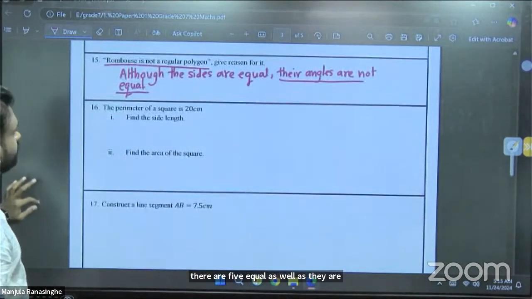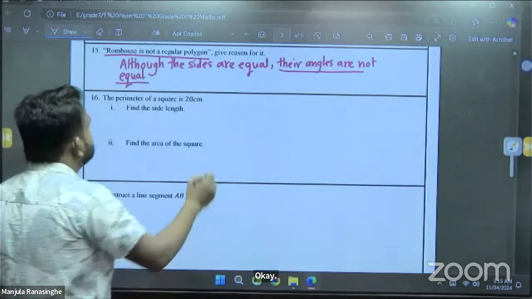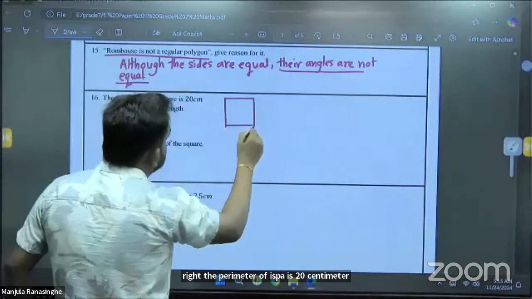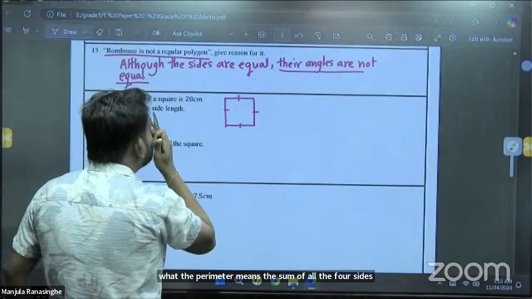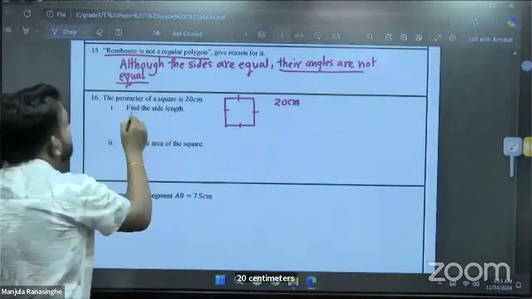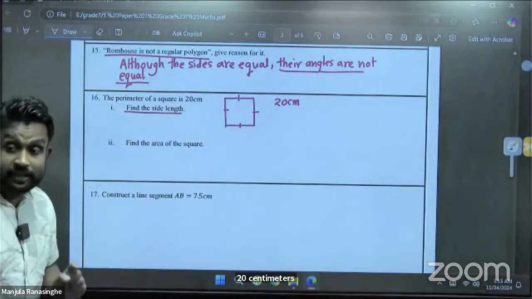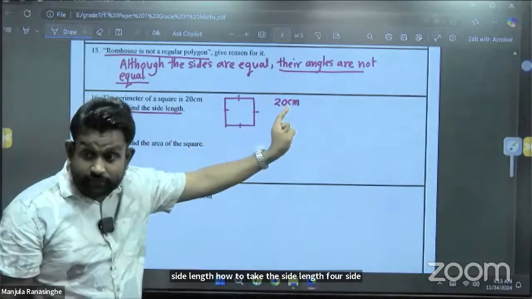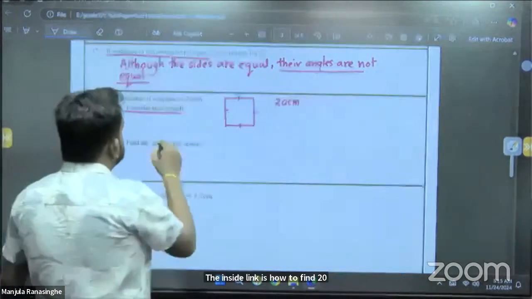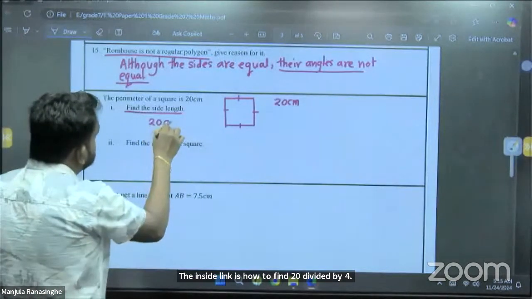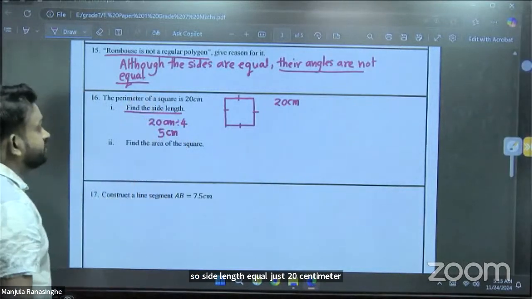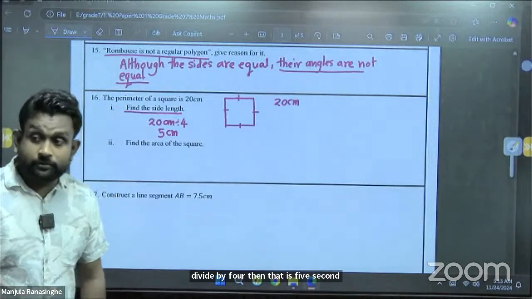Okay. The perimeter of a square is 20 centimeter. The perimeter means the sum of all the four sides. The sum is 20 centimeters. Then they are asking the side length. How to find the side length? 4 sides, sum is 20. So side length is 20 divided by 4, which is 5 centimeter. Very good. That is the answer.